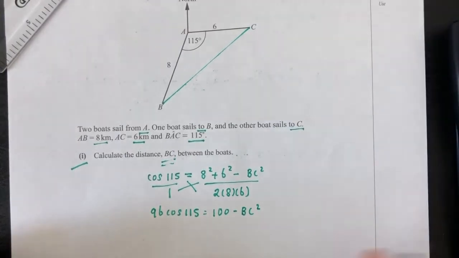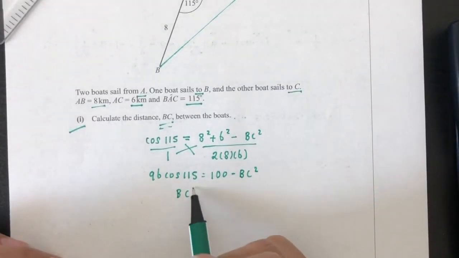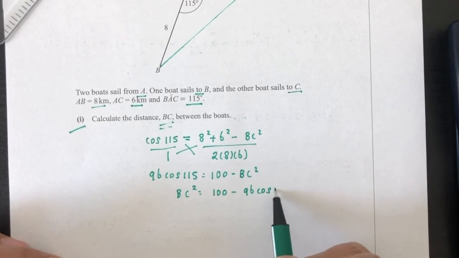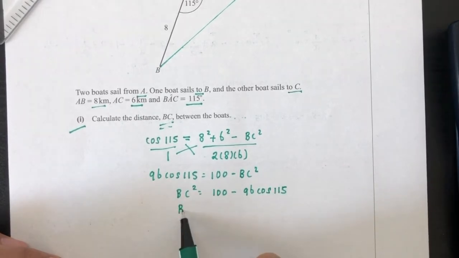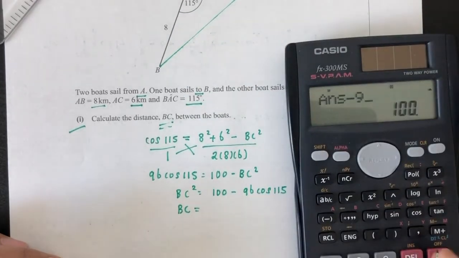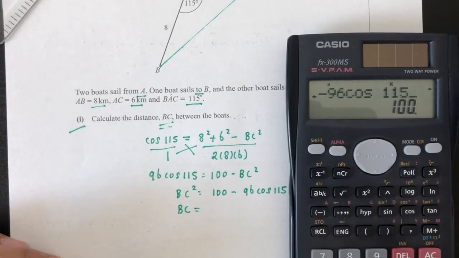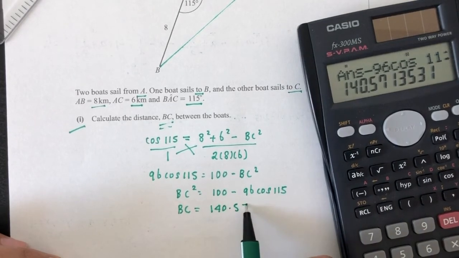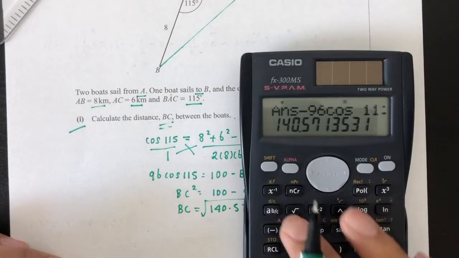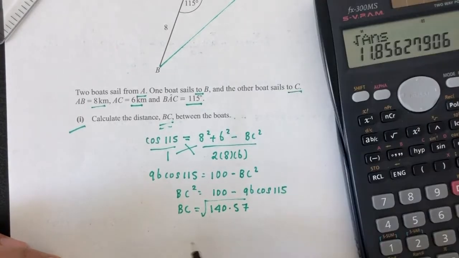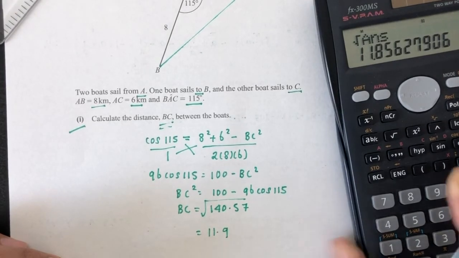So now make BC the subject of the formula. BC squared will be 100 minus 96 cos 115. So BC will be equal to the square root of 100 minus 96 cos 115. That will be 140.57, and the root of that will give you 11.9. So BC will be 11.9 km.